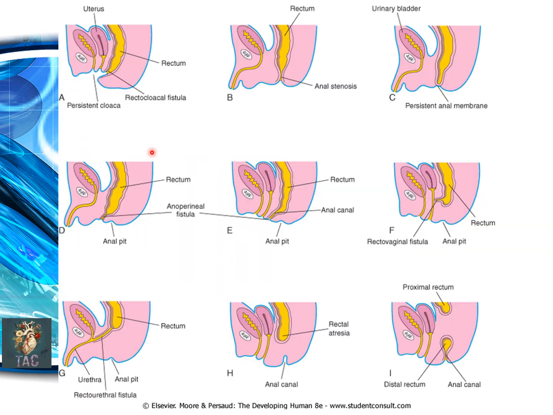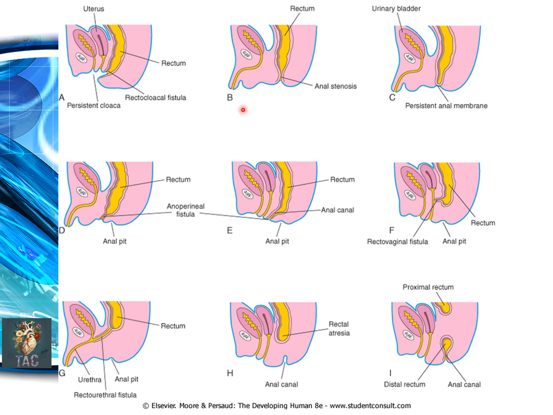In this diagram, you can understand different variants of the anomalies which are present because of anomalies in the proctodeum. Here you can see the persistent cloaca, and because of the persistent cloaca, the genital area in females, the opening of the vagina, the opening of the urethra, and the opening of the rectum and anal canal, they all open into the same area.